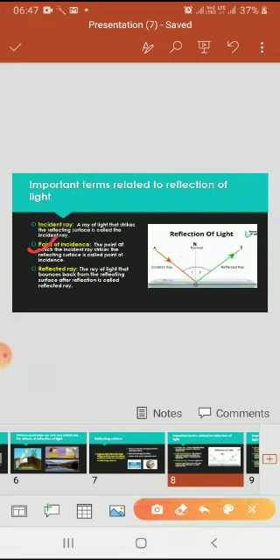Now, point of incidence. The point at which the incident ray strikes the reflecting surface is called the point of incidence. Here O is the point of incidence. Now, reflected ray. The ray of light that bounces back from the reflecting surface after reflection is called the reflected ray. Here you can see OB is the reflected ray.